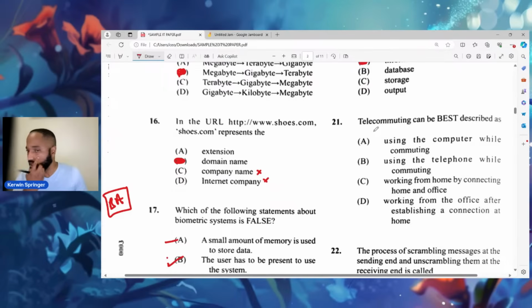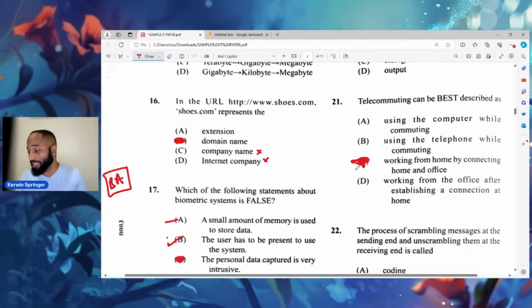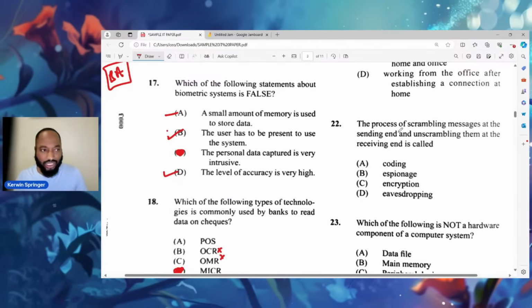Data goes into information. Commuting can be described as using the computer while commuting? Excuse me, some of the answers are a little hilarious. Using the telephone while commuting. Working from home by connecting home and working from the office after establishing a connection at home. Well, if the home is the work center, maybe. But C is the best answer.